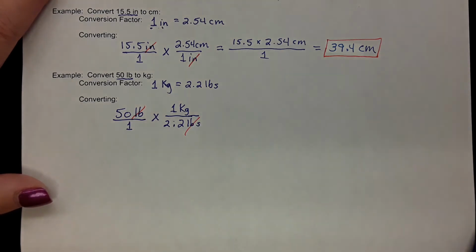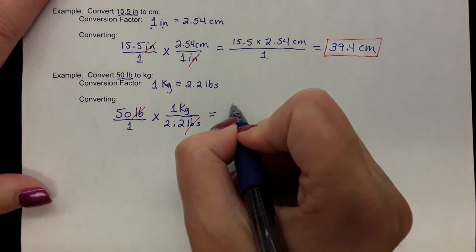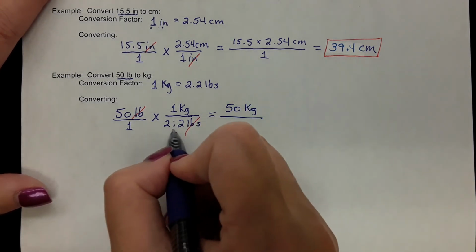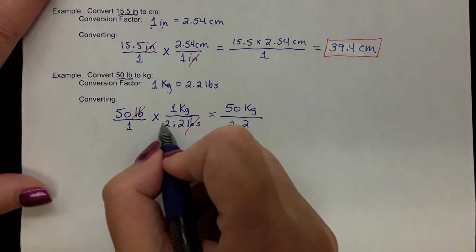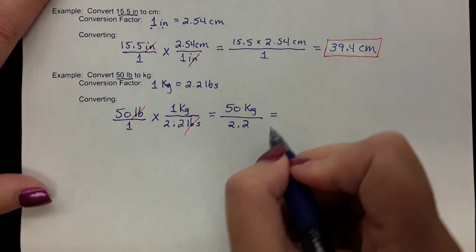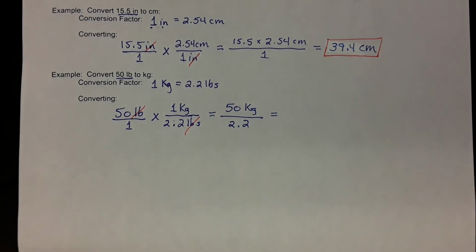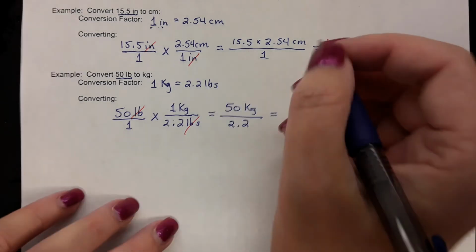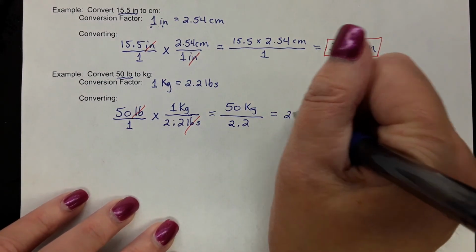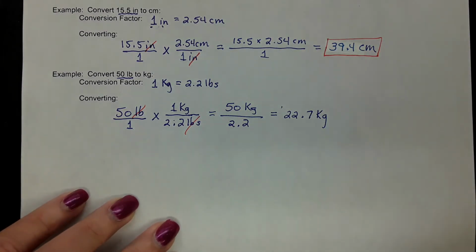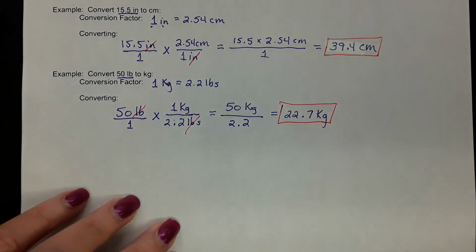Now the pounds cancel. We multiply across the top. 50 times 1 is 50 with the kilograms. 1 times 2.2 is 2.2. No units on the bottom. All right? So we divide 50 by 2.2 and we get, oh, hang on. I got to do this. Let me get my calculator real quick. 50 divided by 2.2. There we go. We get 22.7 kilograms. Let me do red. There we go. I like red better. All right.